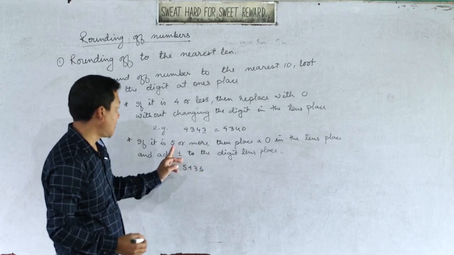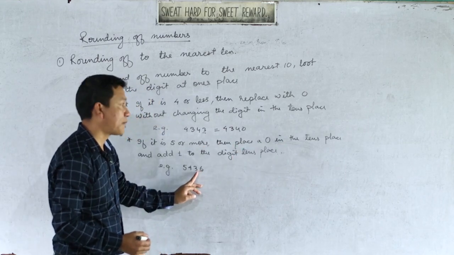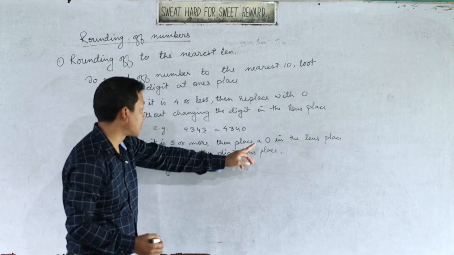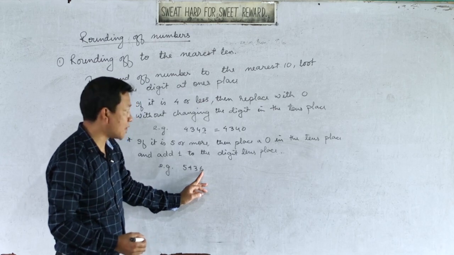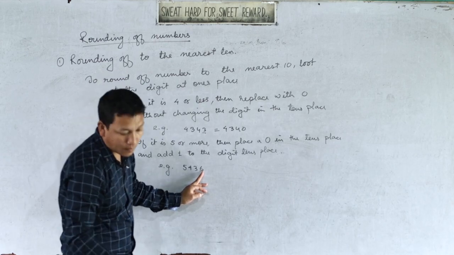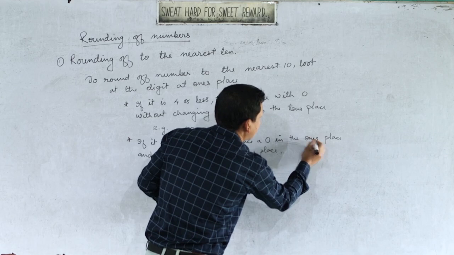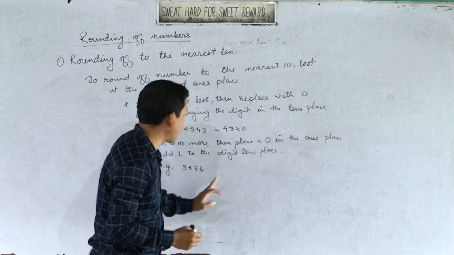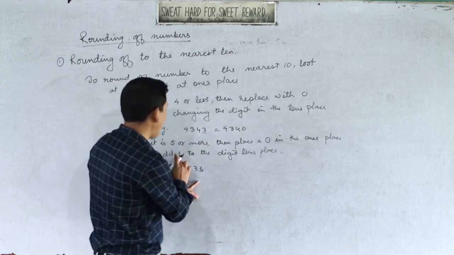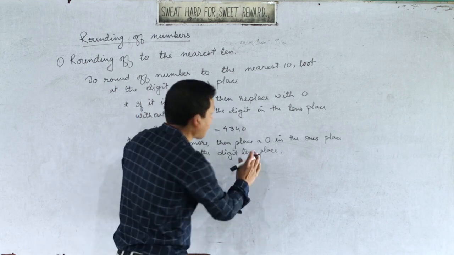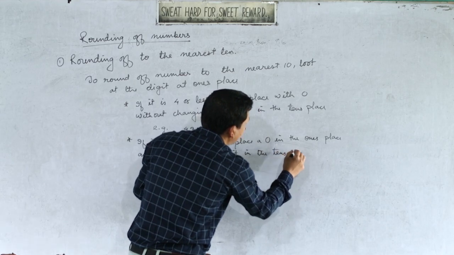Then place a 0 in the ones place, and add one to the digit in the tens place.